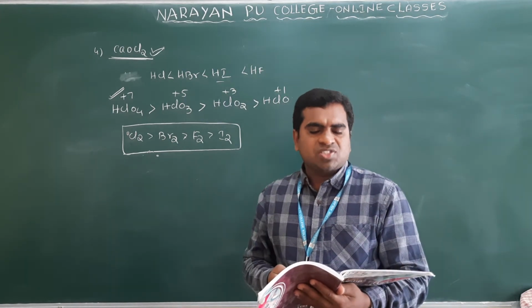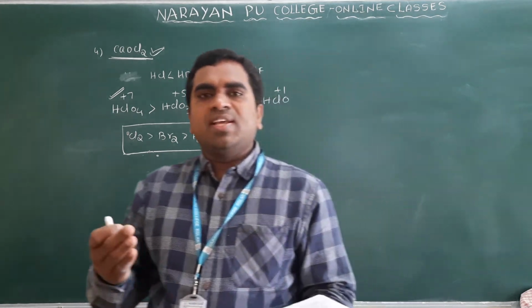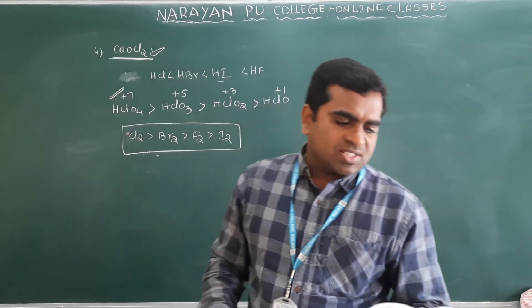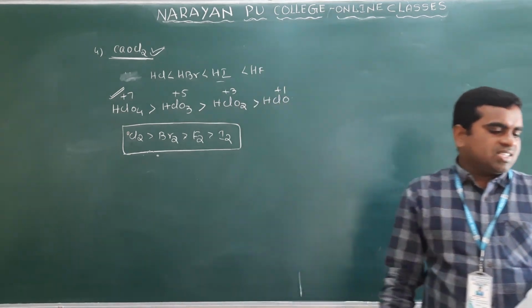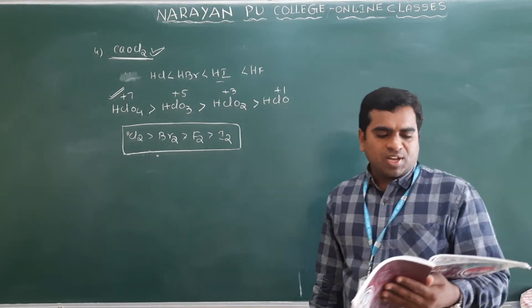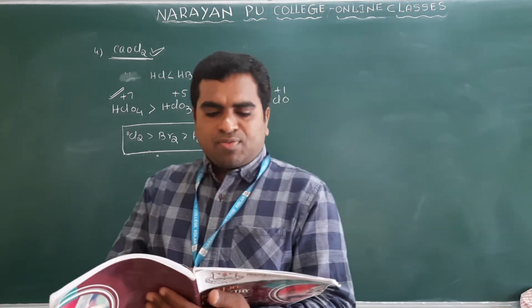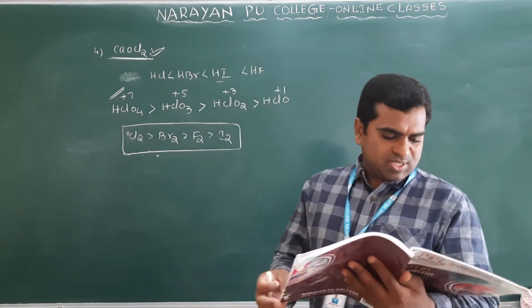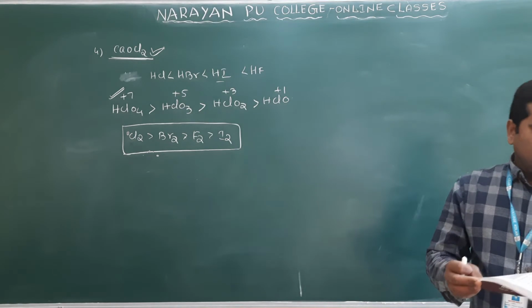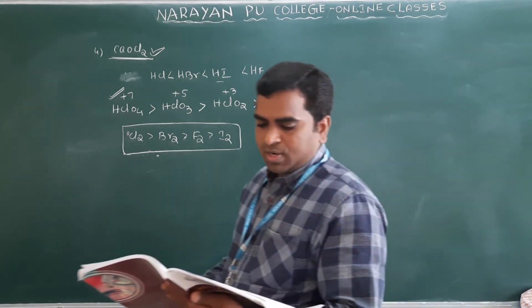XeO3 is pyramidal. XeOF4 is a square pyramidal structure, and XeF4 is a square planar shape. Clear? So in this case, for the 8th question, option 2 is the correct one.